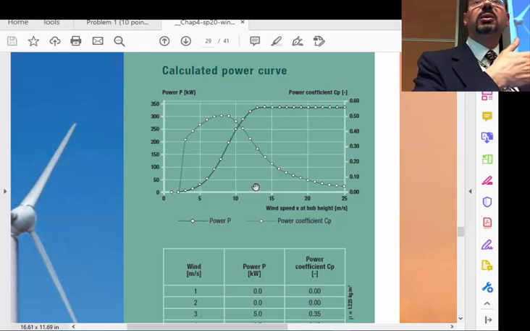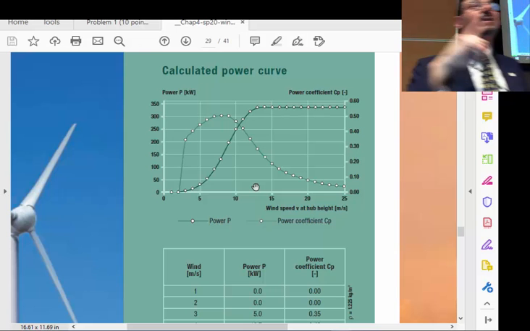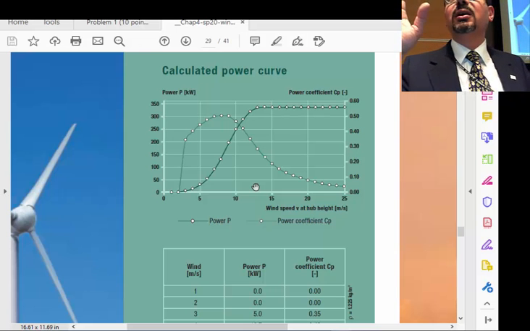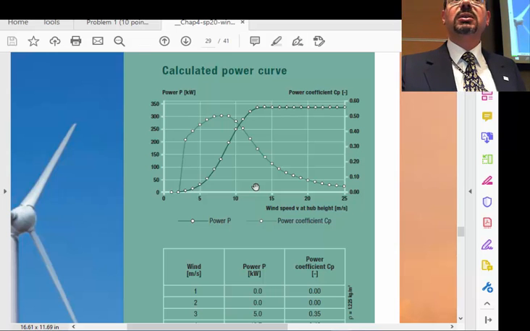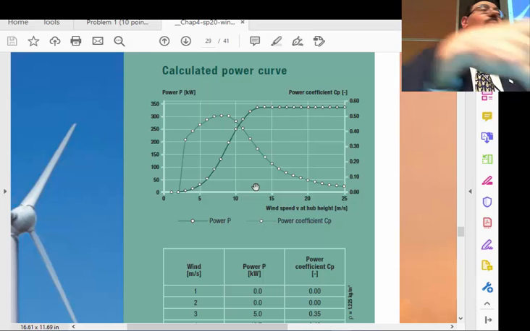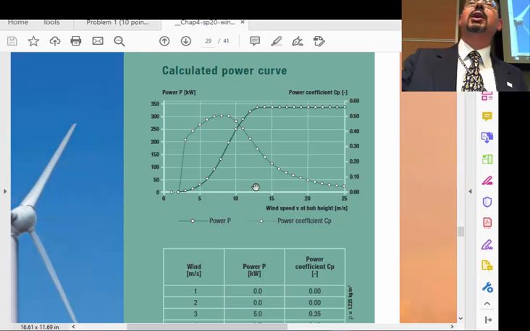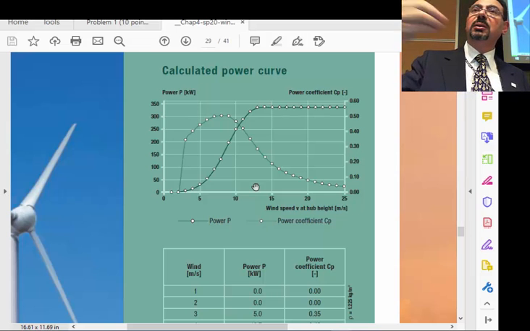So how many hours per year do we get 13 meters per second or above? There are 8,760 hours per year. So if we get 4,000 hours per year that we are at rated or higher, you multiply this by the megawatt, the 4 megawatt, 7.5 megawatt. If you multiply the hours times the megawatt, what do I get? I get the megawatt hour. I get the energy. It's like the kilowatt hour, but in megawatt hour.